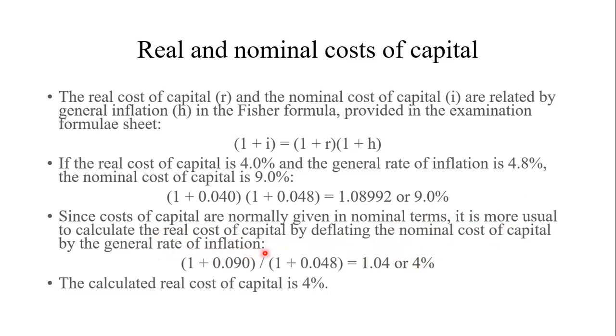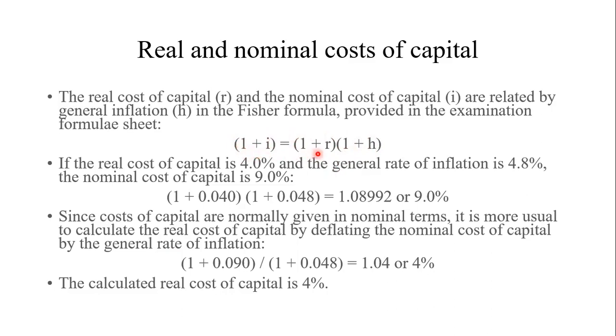So for questions that would require you to use the real cost of capital, you would have been given the nominal cost of capital and the general inflation figure. And then you only have to do a change of subject, make 1 plus R the subject of the equation by dividing both sides by 1 plus H. So when you divide this side by 1 plus H, that side by 1 plus H, you're going to have 1 plus H divided by 1 plus H cancelling out. You'll be left with 1 plus R here, and that will be equal to 1 plus I over 1 plus H.